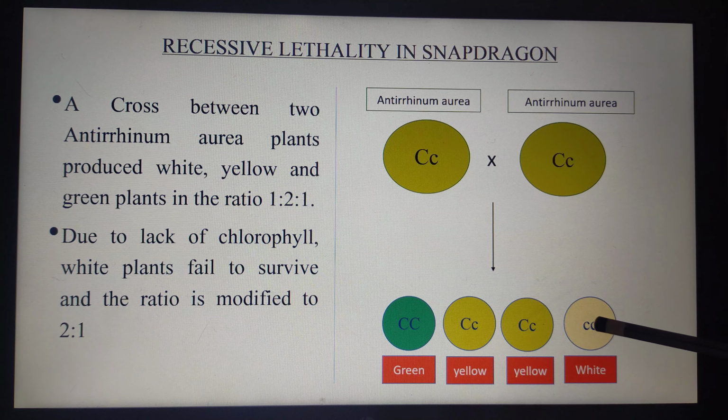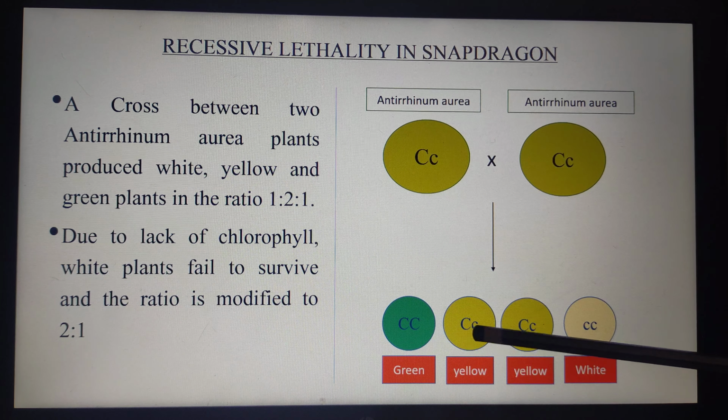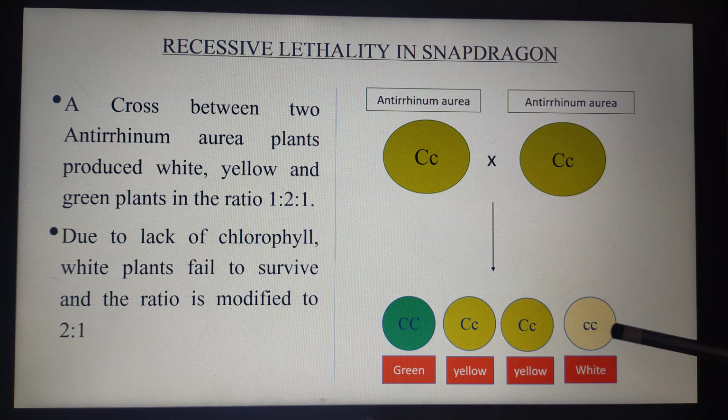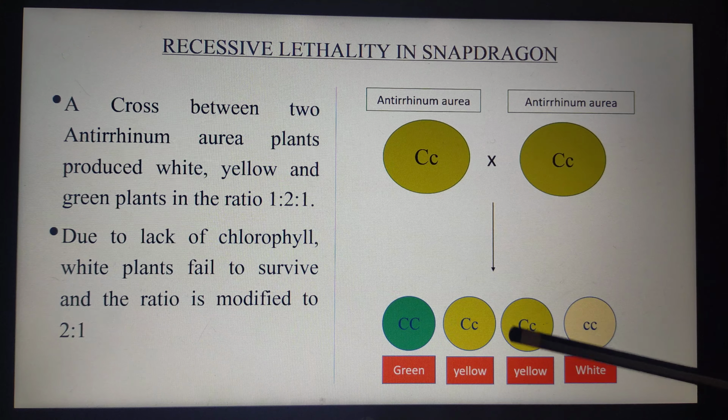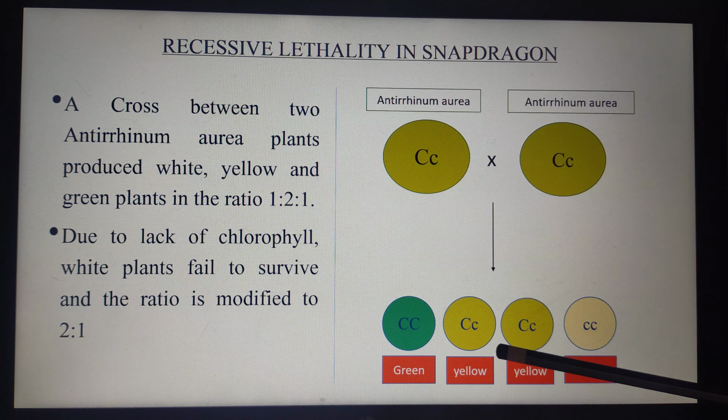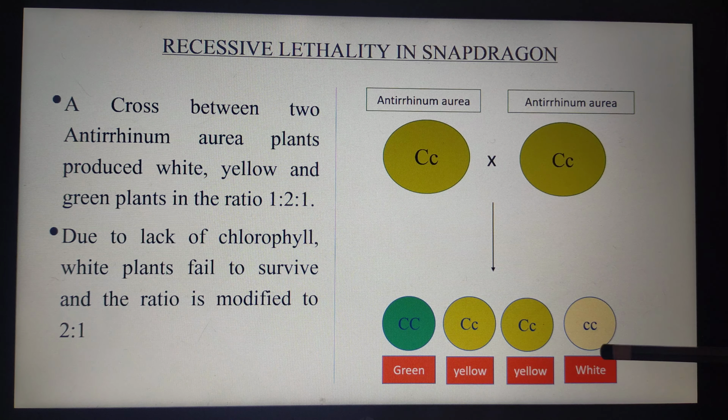So out of these three, it comes as the ratio 1:2:1. But the last one, the non-chlorophyllous plant, will be eliminated, or it cannot survive. So the ratio comes as 1:2 or 2:1. That is 1 normal green plant and 2 aurea plants, or 2 aurea plants to 1 normal green plant, right? So here the lethality is due to the homozygous recessive condition. That is why it is said to be a recessive lethality.